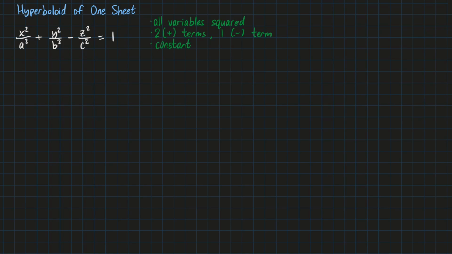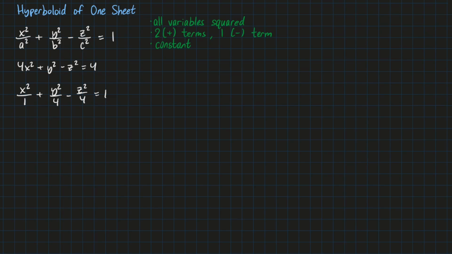So let's say we wanted to plot 4x squared plus y squared minus z squared equals 4. Again, any of the variables could have that negative sign. In this case, it's just z. So first, let's put it in standard form.